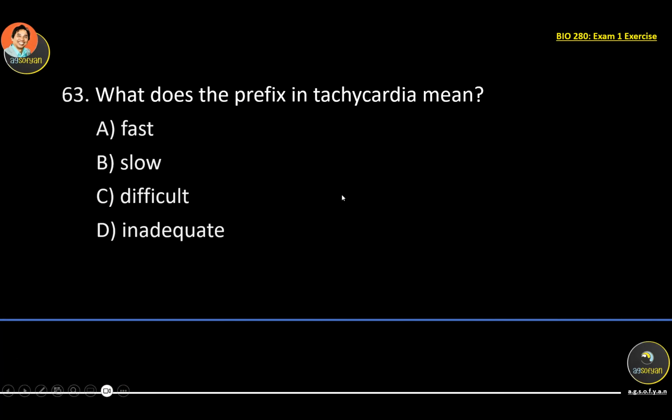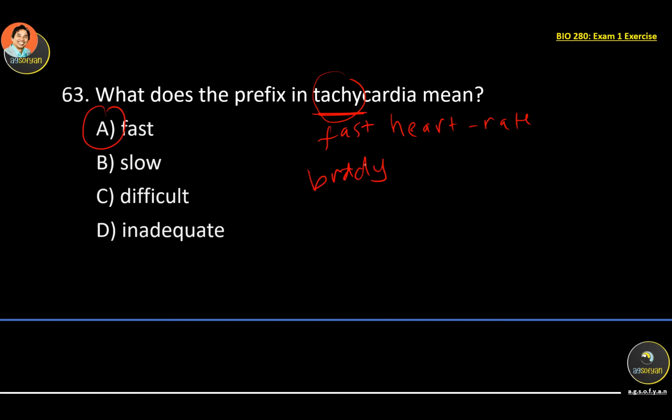What does the prefix tachy mean? So this one is tachy over here. Tachycardia means, so cardia means heart. Okay, this is heart rate. So tachy is actually the opposite of brady. Remember, brady means slow, then tachy means fast. So again, brady, slow. Okay, bradycardia. Tachy means fast. Tachycardia, fast heart rate.